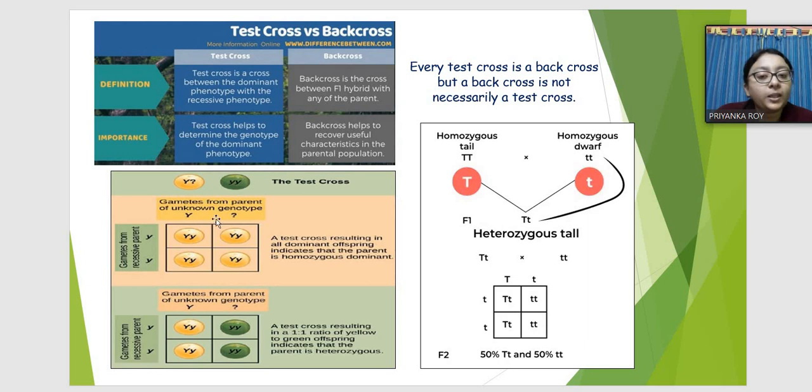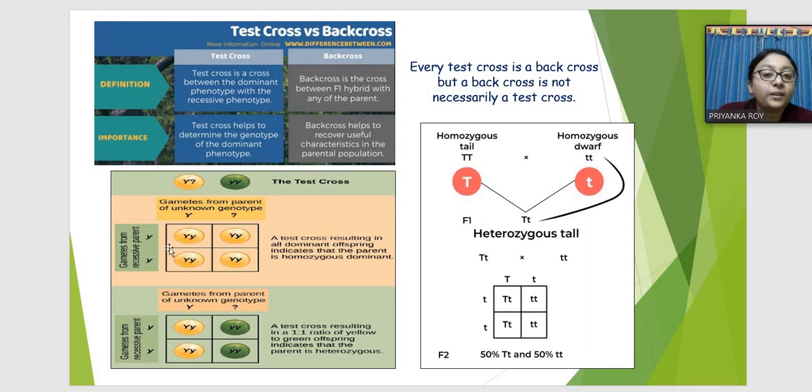Now we know that from here we can only get one type of gamete, that is small y. And from here we can get either two types of gamete or only one type of gamete, according to whether it is heterozygous or homozygous. Suppose it is homozygous, then we will only get one type of gamete, which is capital Y. So capital Y coming from here and small y coming from here, these two will result in an all yellow colored F1 generation.